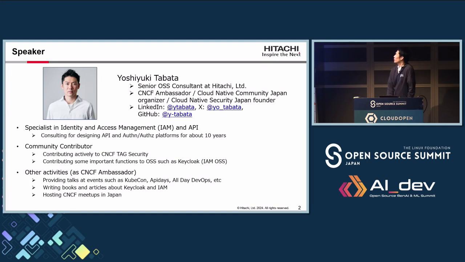First of all, let me introduce myself. My name is Yoshiyuki Tabata, and I'm a senior OSS consultant at Hitachi. I'm also a CNCF ambassador and an organizer of Cloud Native Community Japan and the founder of Cloud Native Security Japan. I mainly work as a specialist in identity and access management and API, and I have consulted in designing API and authentication and authorization platforms for about 10 years.